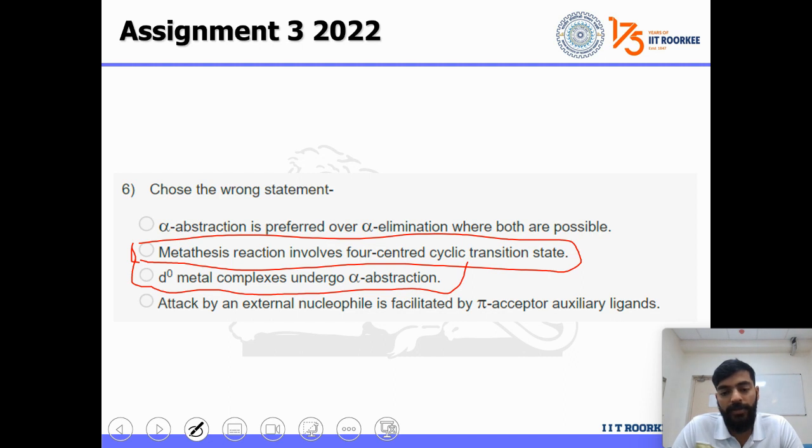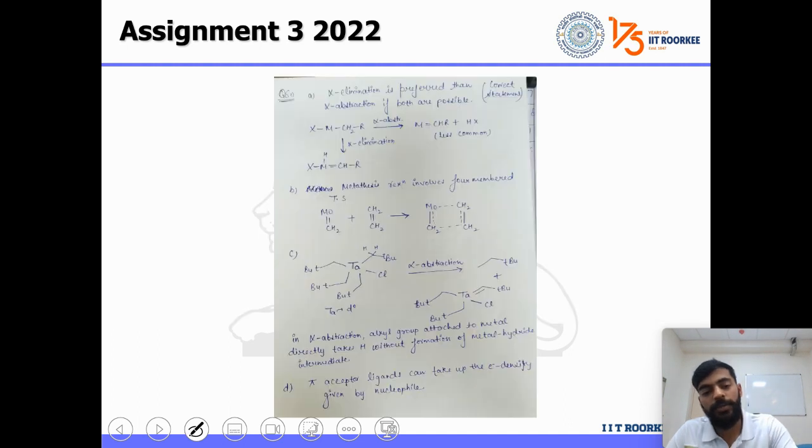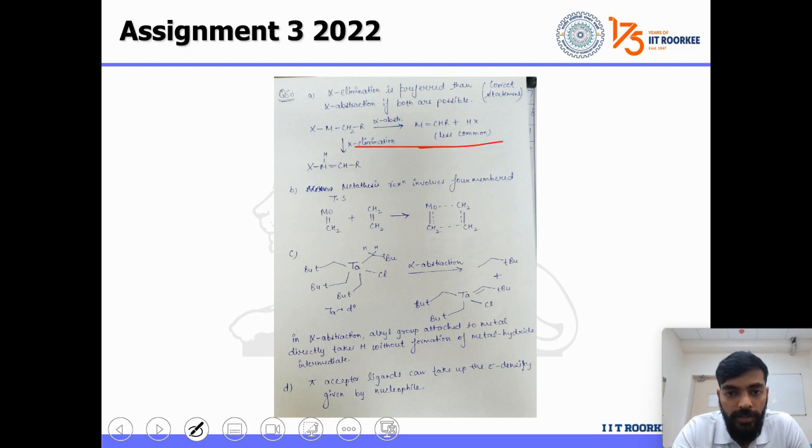Attack by an external nucleophile is facilitated by, that is also true. These three are the true statements. This one is the false one. So they have asked for the wrong statement. How it is false, that I will tell you, with the explanation for each one. Alpha elimination is preferred over alpha abstraction, though both are possible. But alpha abstraction is less common, seen very few times. Alpha elimination is favorable and most of the time it has been seen.